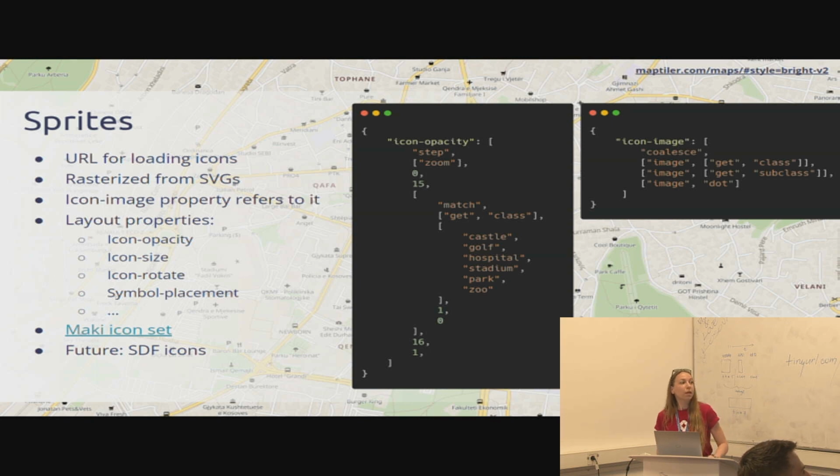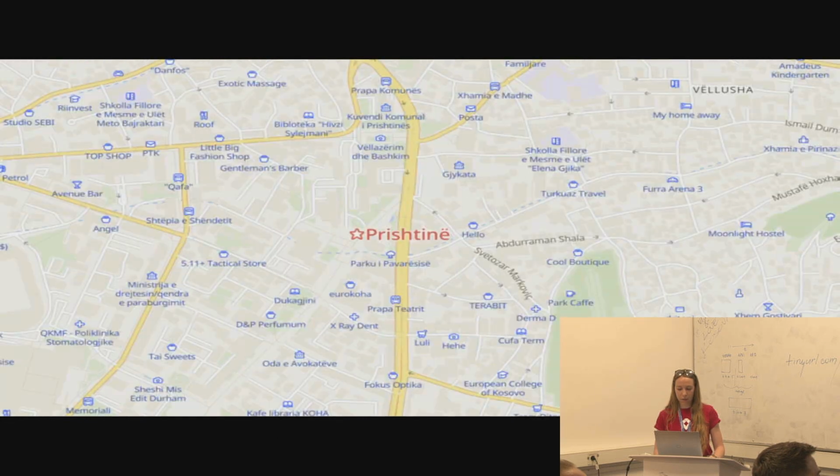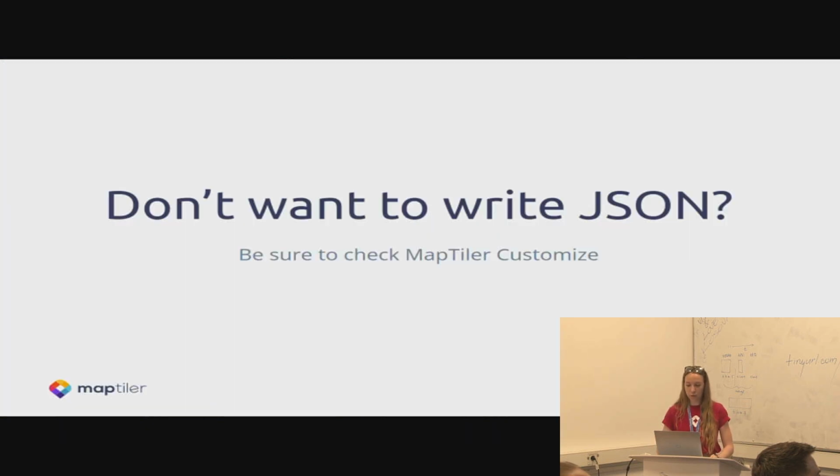If you don't want to be creating your own icons, you can use some ready-to-use ones such as Maki. That's open source, and it's also a pretty nice icon set. And as for the future, right now in MapTiler we are working on SDF icons, which have a different encoding, so it enables parameterization, so you can do outlines and fill color, which you can see, for example, here on Prizren. Yeah, so that was for the style JSON.